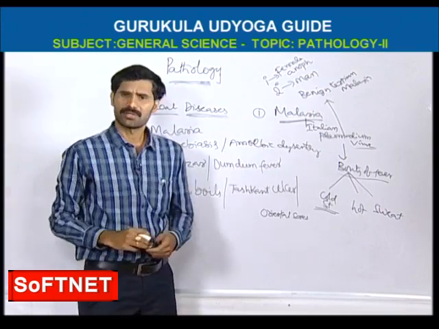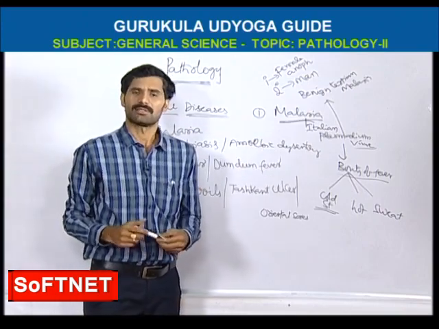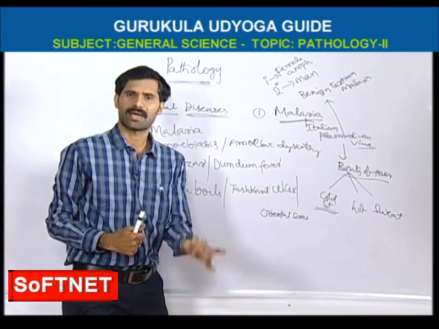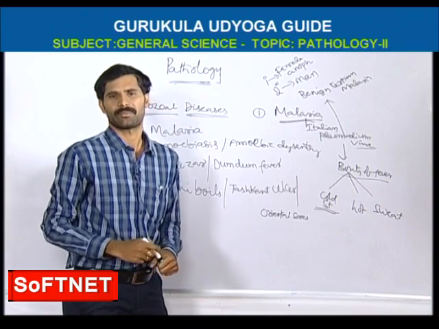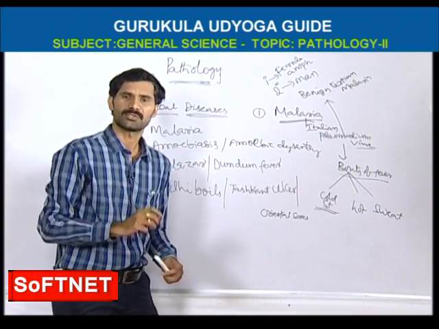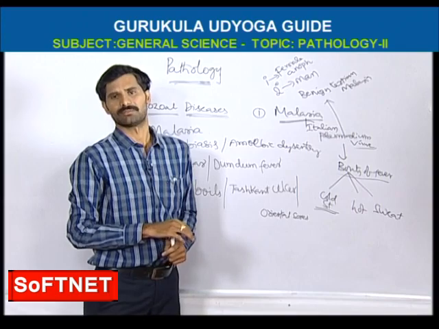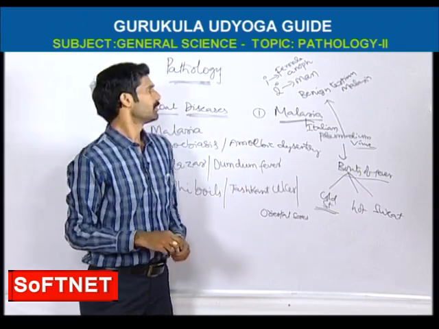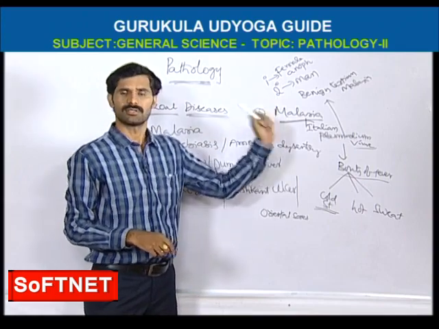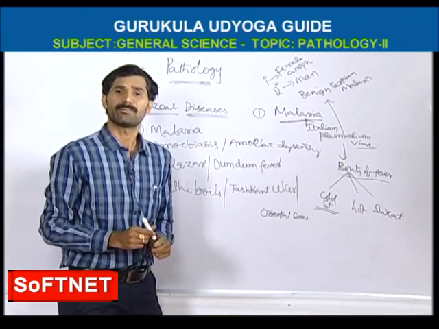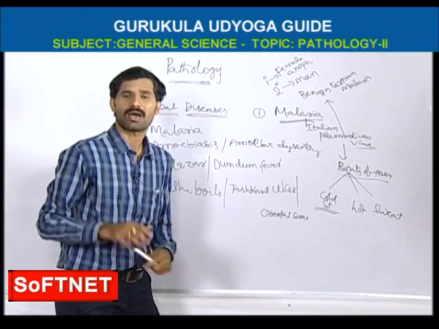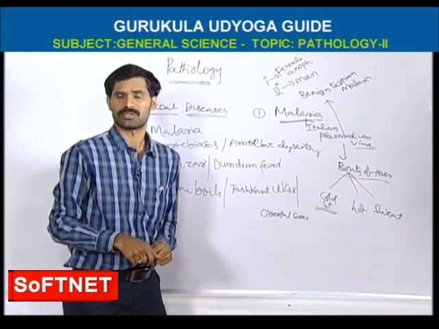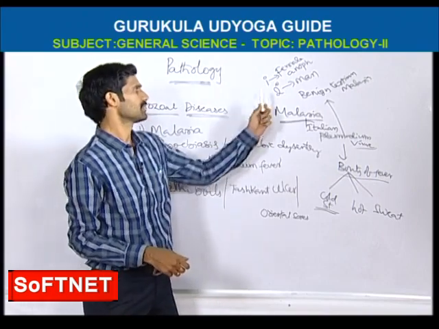What is meant by primary host? The host that lodges adult forms or sexual forms of a parasite, or the host in which the parasite undergoes sexual reproduction, is called the primary host or definitive host. What is meant by secondary host? The host that lodges immature or larval forms of a parasite, or the host in which the parasite undergoes asexual reproduction, is known as the secondary host.